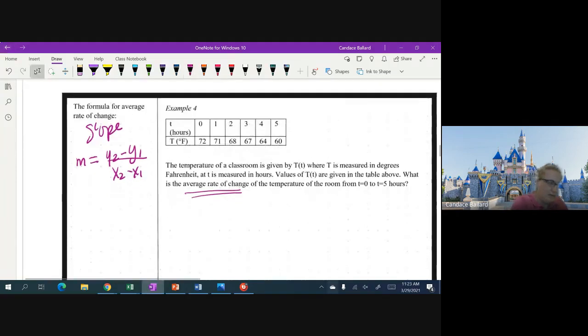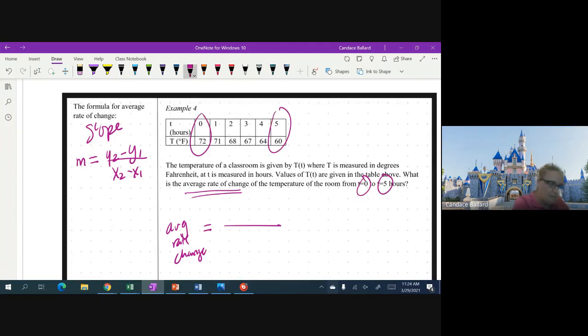So the average rate of change equals, and I'm going to just do my slope formula. I'm going to pick these values right here. We've done this before plenty of times. So my y values would be 60 minus 72 over 5 minus 0. So we've got negative 12 over 5. If we put it in decimal, we would get about negative 2.4.